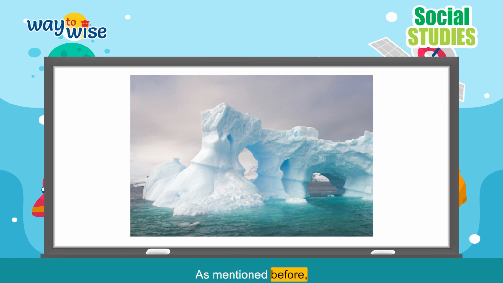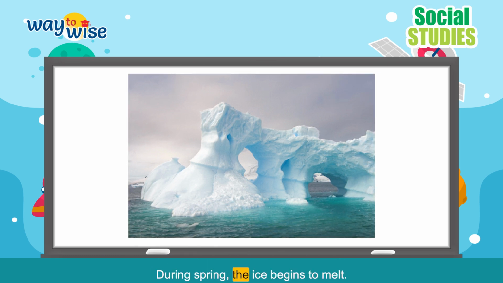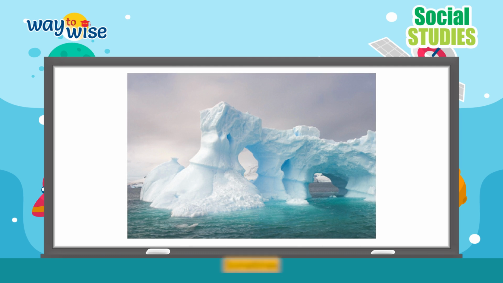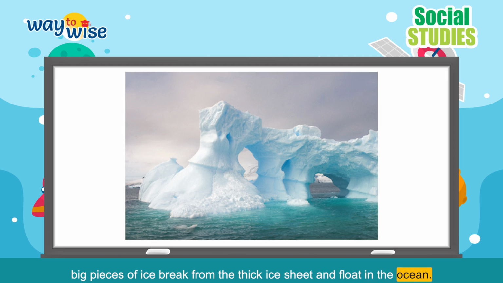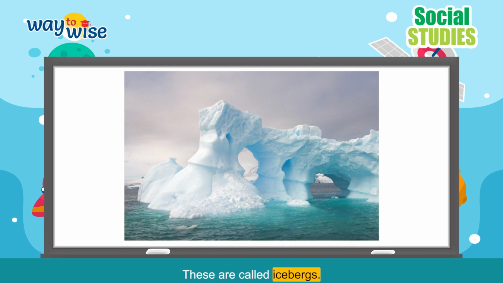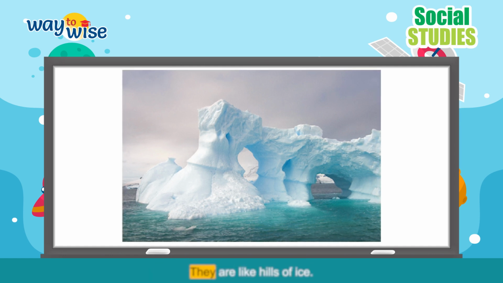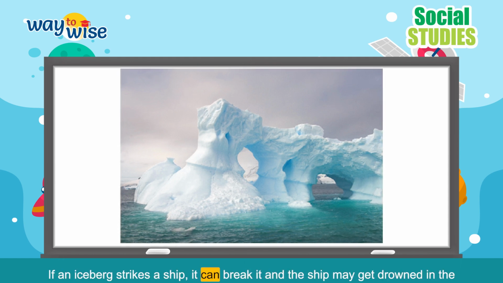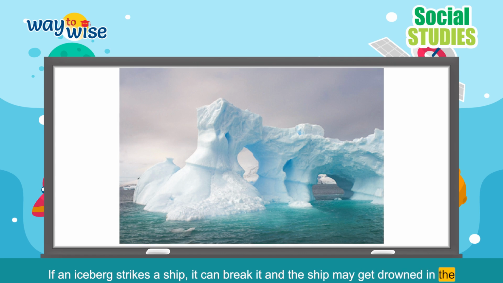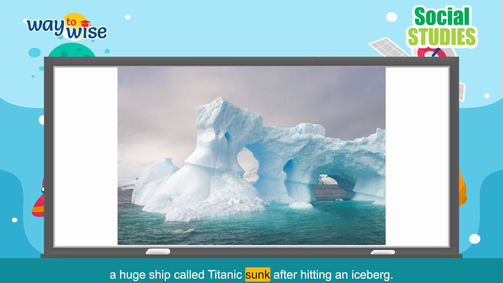As mentioned before, most of Greenland is covered with ice. During spring, the ice begins to melt. Sometimes big pieces of ice break from the thick ice sheet and float in the ocean. These are called icebergs. These icebergs are dangerous for ships. They are like hills of ice. If an iceberg strikes a ship, it can break it and the ship may get drowned in the ocean. In 1912, a huge ship called Titanic sank after hitting an iceberg.